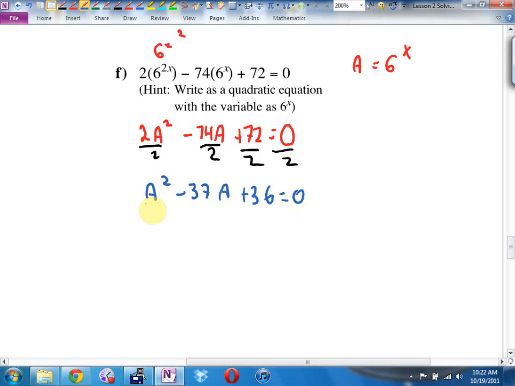This factors. What are two numbers that multiply to positive 36 and add to negative 37? Justin, I think you said negative 36. Did you? Negative 36 and negative 1. This factors into a minus 36, a minus 1, equals 0. What are the roots?